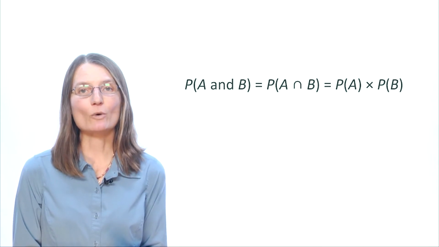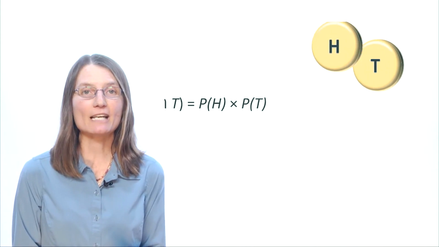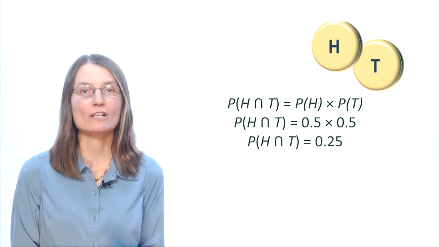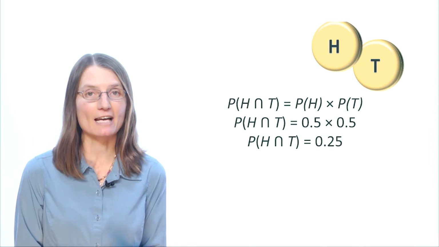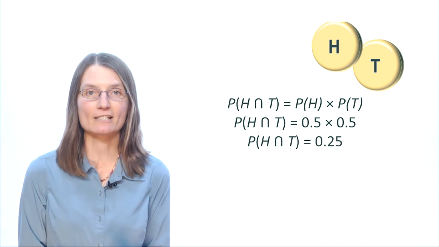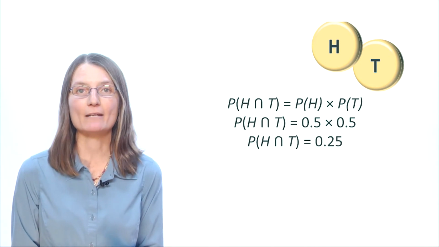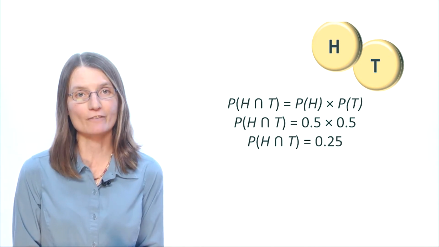When tossing a fair coin twice, the probability of getting a head on the first and then getting a tail on the second is the probability of both heads and tails. So you take the probability of the head and multiply it by the probability of getting a tail. So 0.5 multiplied by 0.5, which is 0.25.